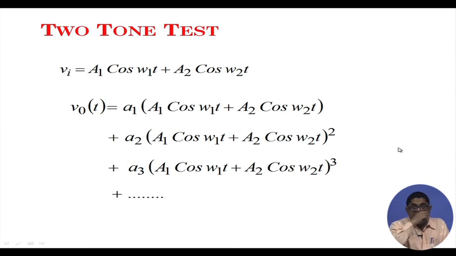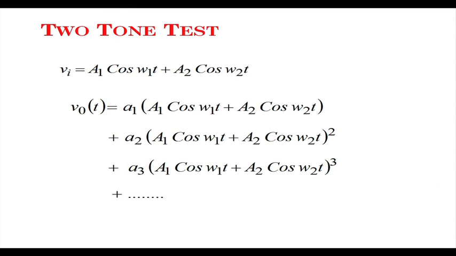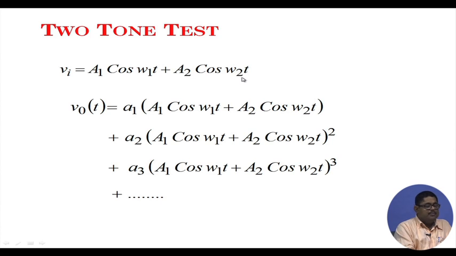So, to see how much non-linearity we have, let us consider a two-tone test. What is a two-tone test? Though we have many frequencies, let us assume that we have two frequencies, omega 1 and omega 2 angular frequencies, correspondingly f 1 and f 2. So, in my input signal, capital A 1 is the coefficient for the omega 1 component, capital A 2 is the omega 2 component.